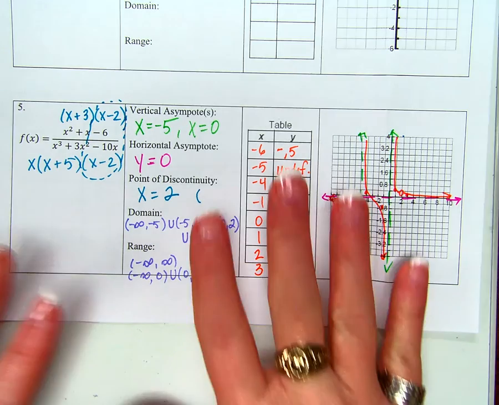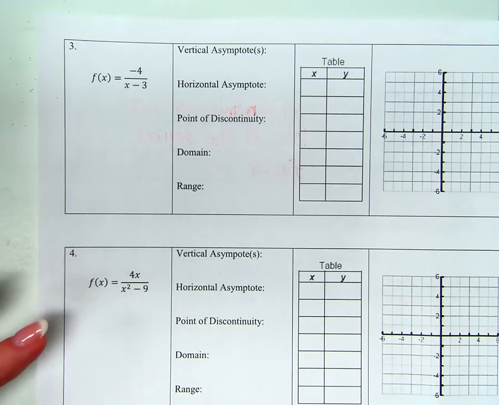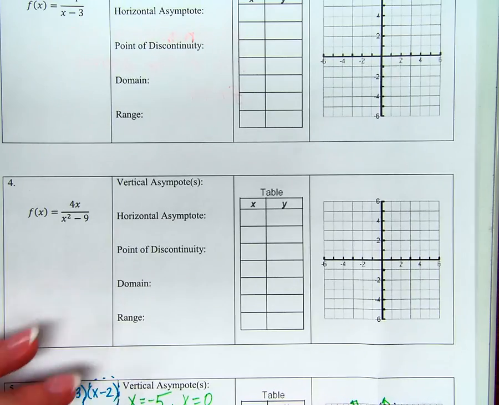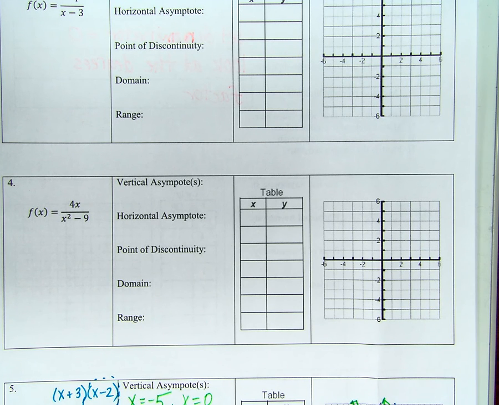Okay? So I did one for you, so 5 for you. So you need to do 1 through 4 before you get to class tomorrow. And come and ask me questions if you need help. I do have my answer key up if you need to check as you go. Questions?